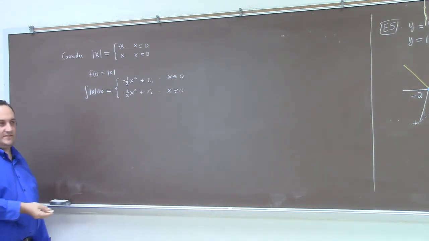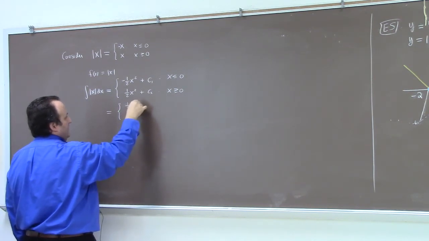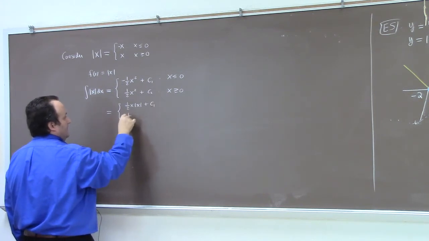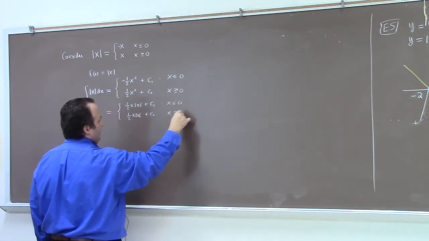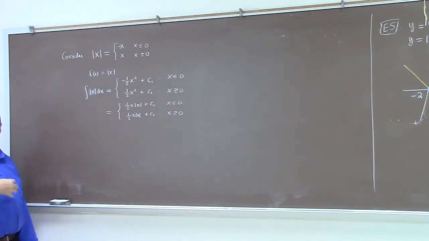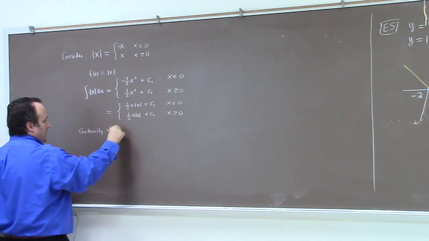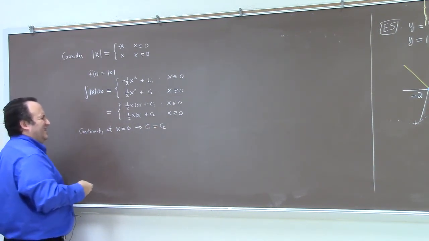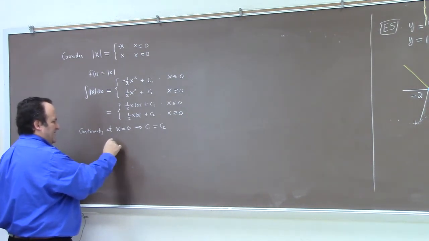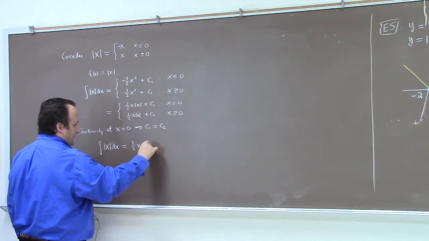So check this out. We can rewrite this as minus 1/2 x times the absolute value of x plus c1, and 1/2 x times the absolute value of x plus c2. And if we want to have a continuous antiderivative, continuity at x equals 0 implies I should pick c1 equal to c2, right? So in other words, I can write the integral of the absolute value of x dx as actually just equal to 1/2 x absolute value of x plus a constant.